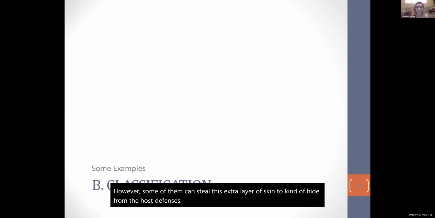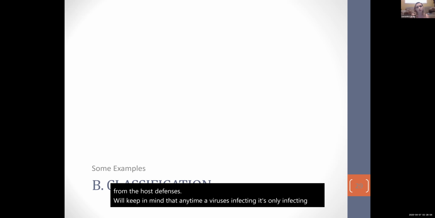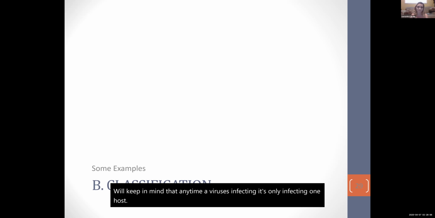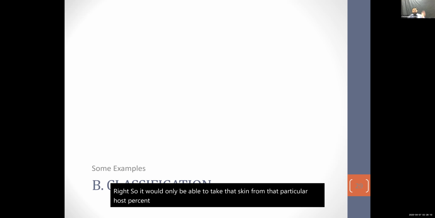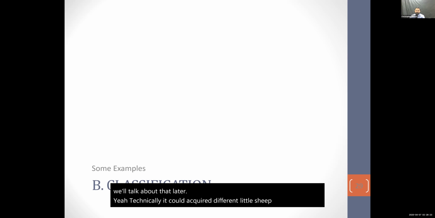So can the same virus take skins from different things? Well, keep in mind that anytime a virus is infecting, it's only infecting one host. Oh, yeah. Right? So it would only be able to take that skin from that particular host. But if that host, for whatever reason, jumps from one organism to another organism, this is something we call spillover. We'll talk about that later. Technically it could acquire different little sheep's clothing. Cool questions, people. Cool questions.